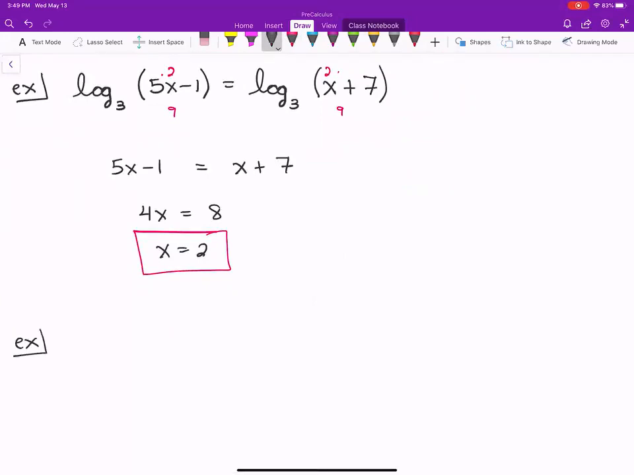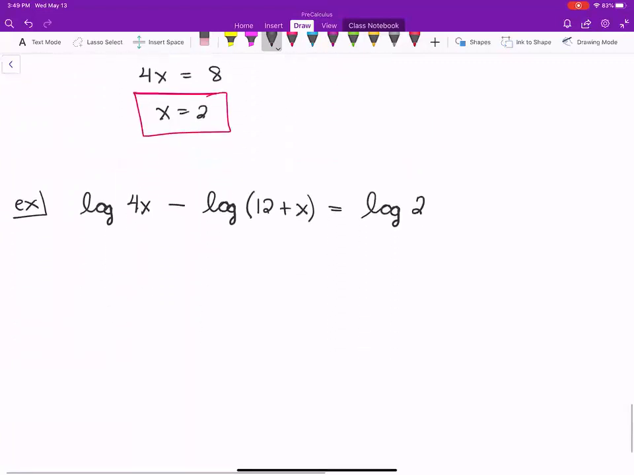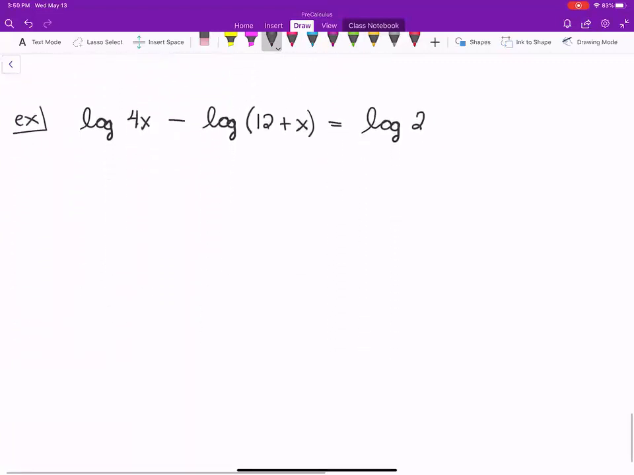Okay, let's do log of 4x minus the log of 12 plus x equals the log of 2. Okay, before you solve this one, you will need to condense these two logs together.